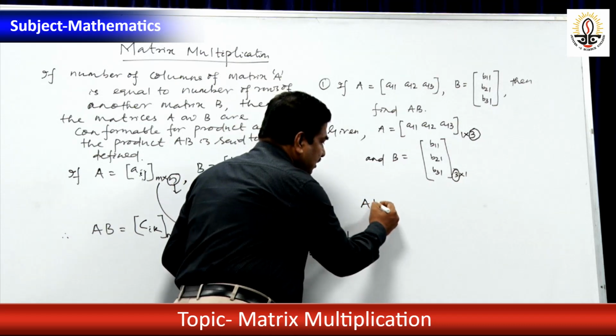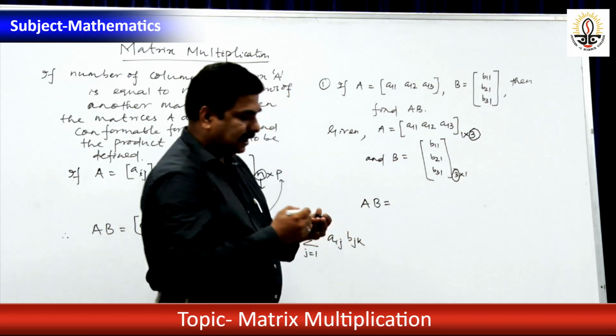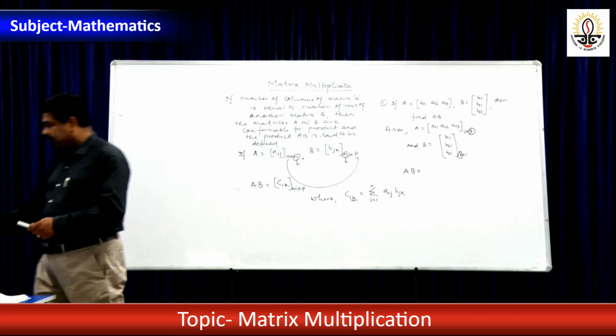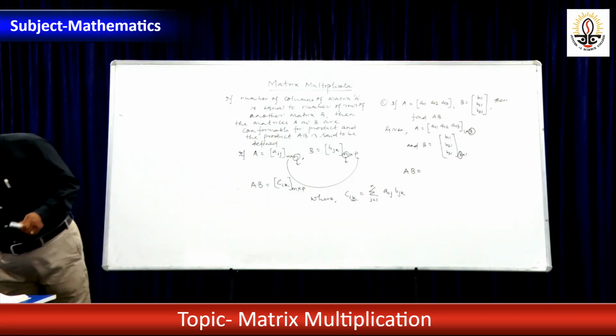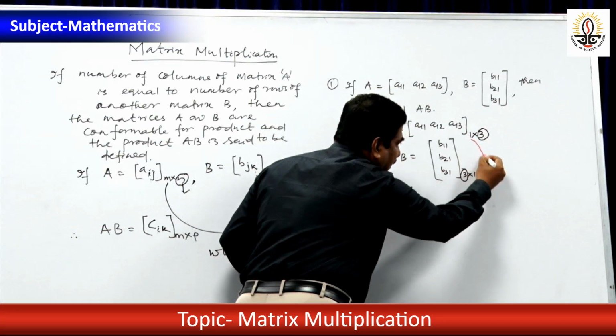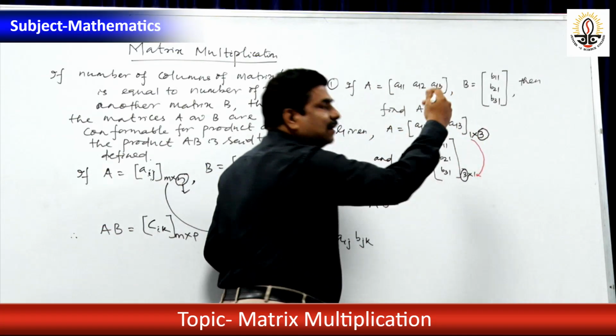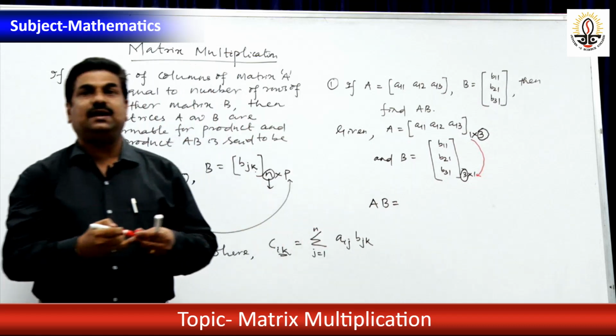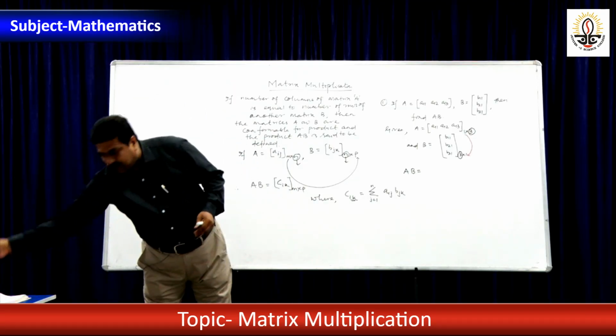Then, AB, here you see, the order of the matrix AB is 1 by 1. That means the product is of order 1 by 1.